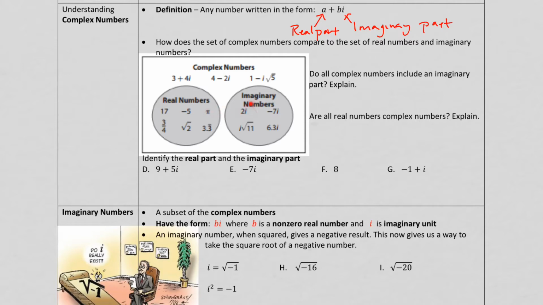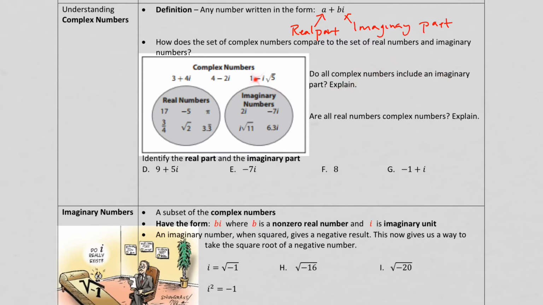Now, if you look at this Venn diagram, you'll see that the real numbers that you have worked with your whole lives are a subset of the complex numbers. So we have the real numbers here, the imaginary numbers will be here, and then the overall number set here is the complex numbers, which has a real part and an imaginary part. So how does the set of complex numbers compare to the set of real numbers and imaginary numbers? First question, do all complex numbers include an imaginary part?